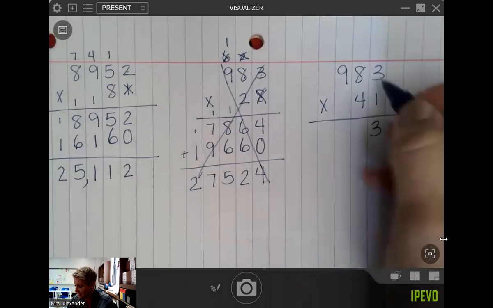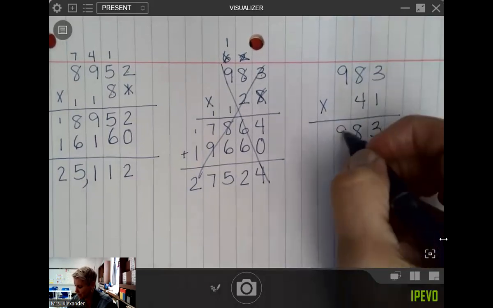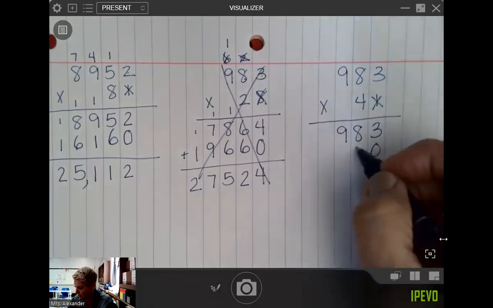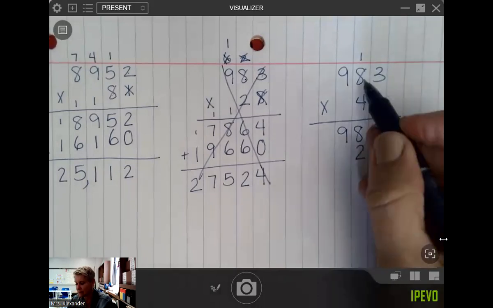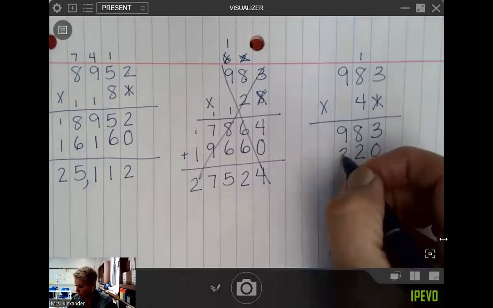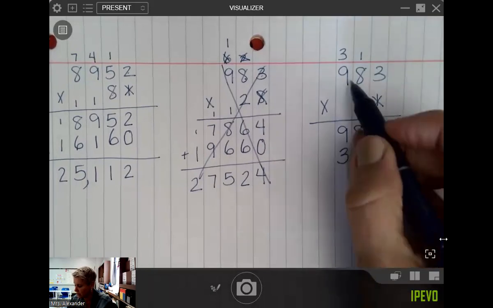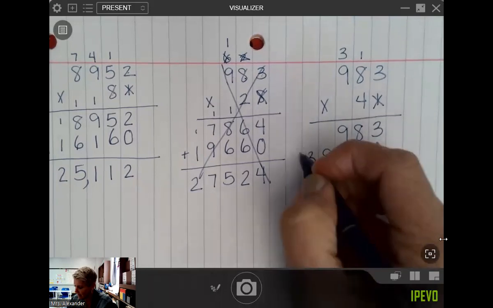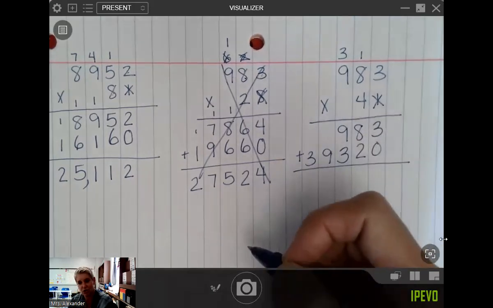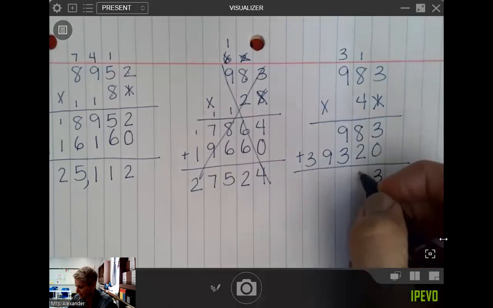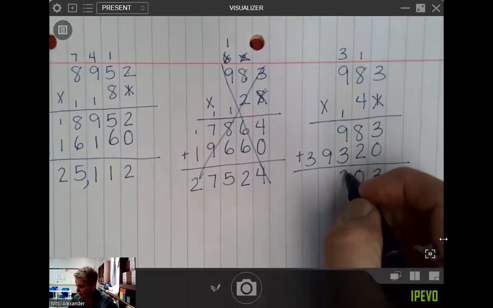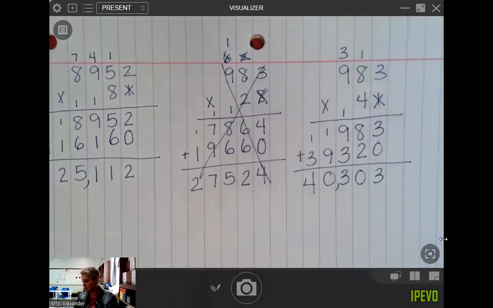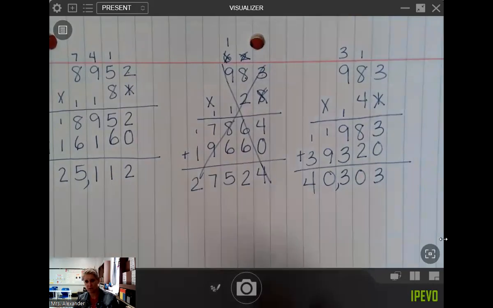3 times 1, 8 times 1, 9 times 1. Finish with the ones place. 4 times 3 is 12. Regroup. 4 times 8 is 32, plus 1 is 33. Regroup. 4 times 9 is 36, plus 3 is 39. Add those partial products. 3, 10, regroup. 13, regroup. 10, regroup.